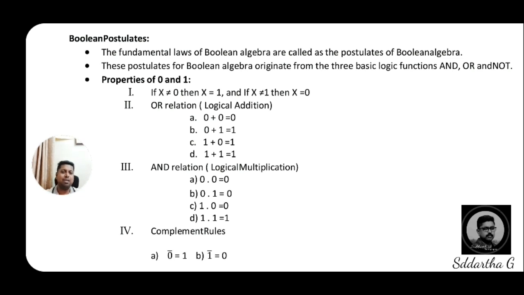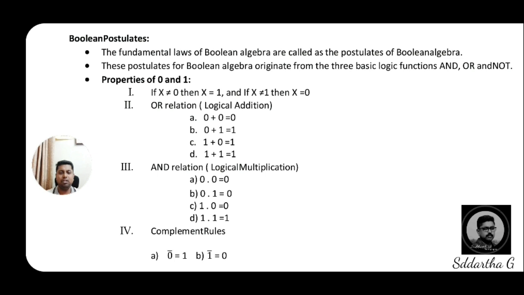If you come to the second property, it is also called the OR relation or logical addition. We discussed earlier that logical OR is also called logical addition. As we discussed in the truth table, the same results we will write here for the properties of zeros and 1. 0 plus 0 is 0, 0 plus 1 is 1, 1 plus 0 is 1, and 1 plus 1 is 1.